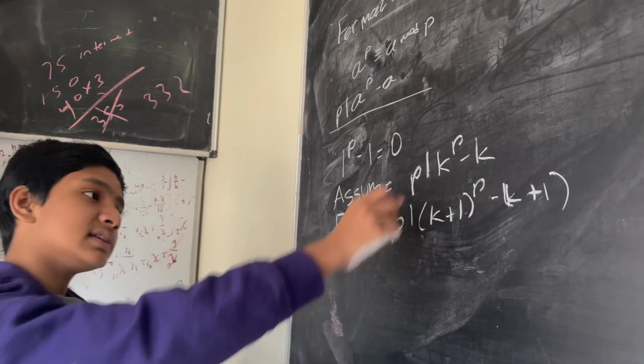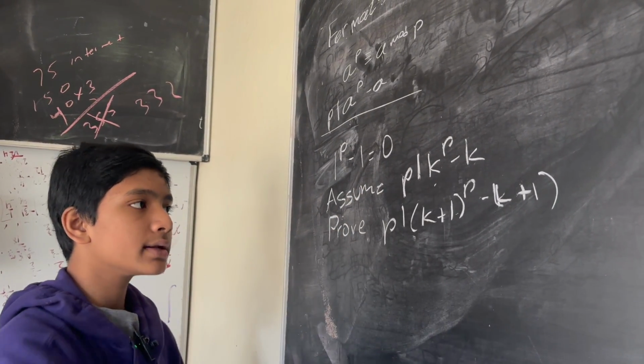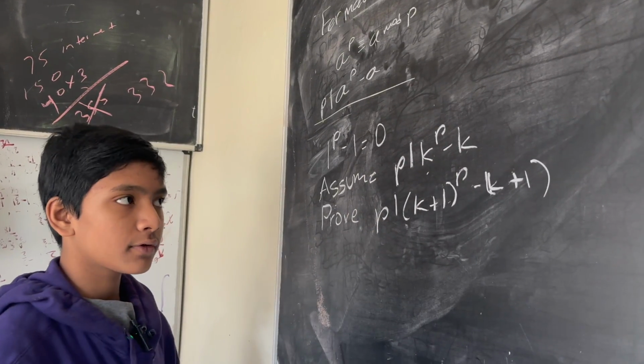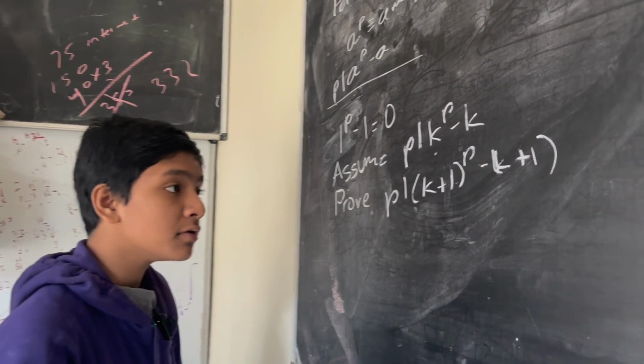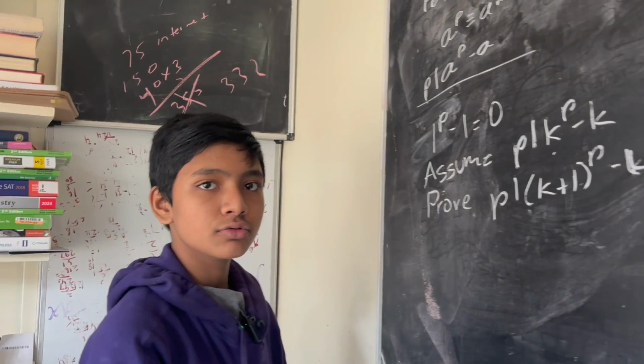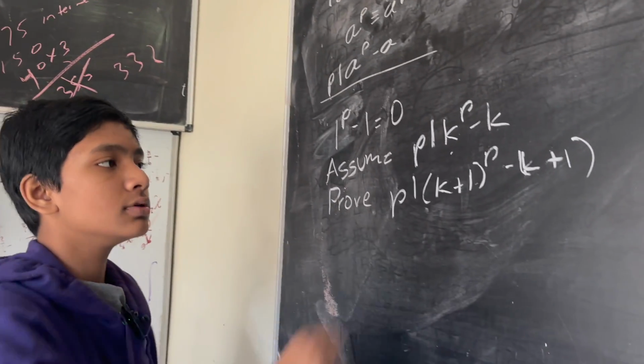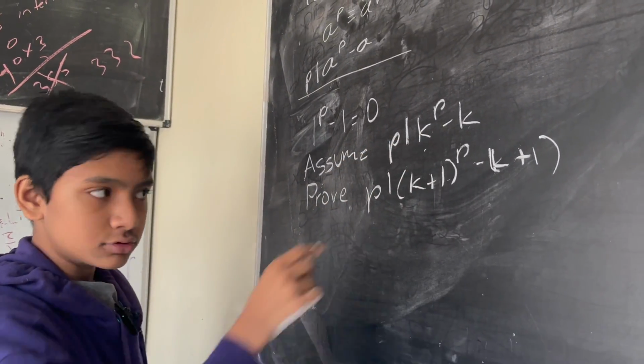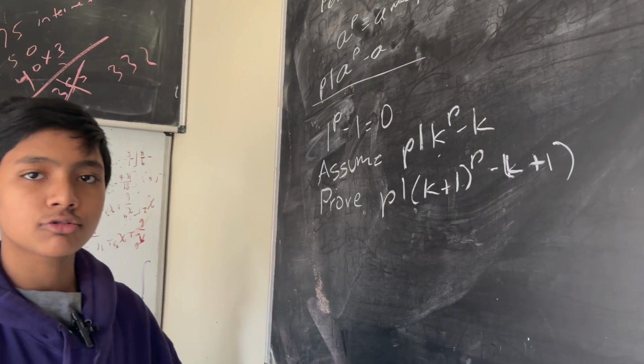Well, let's pretend we plug in k equals 1. We assume it works for k equals 1, which we already know. Then we prove it for k equals 2. Then we can plug in k equals 2. We already know it works for k equals 2. Now we can prove it for k equals 3.